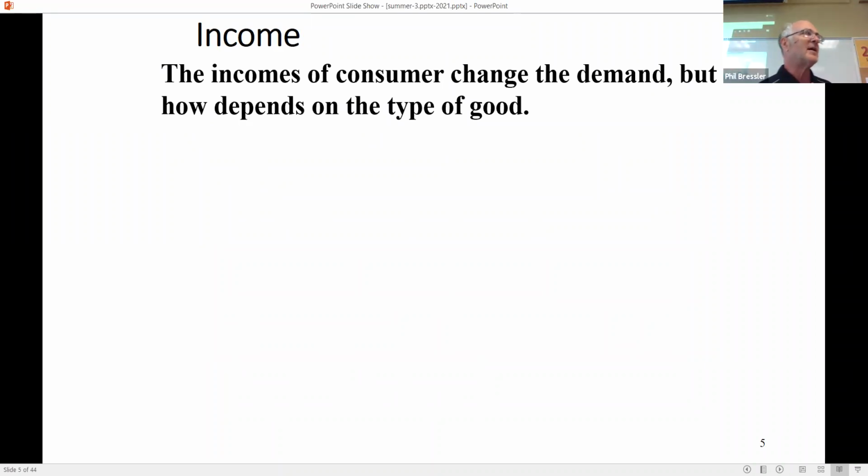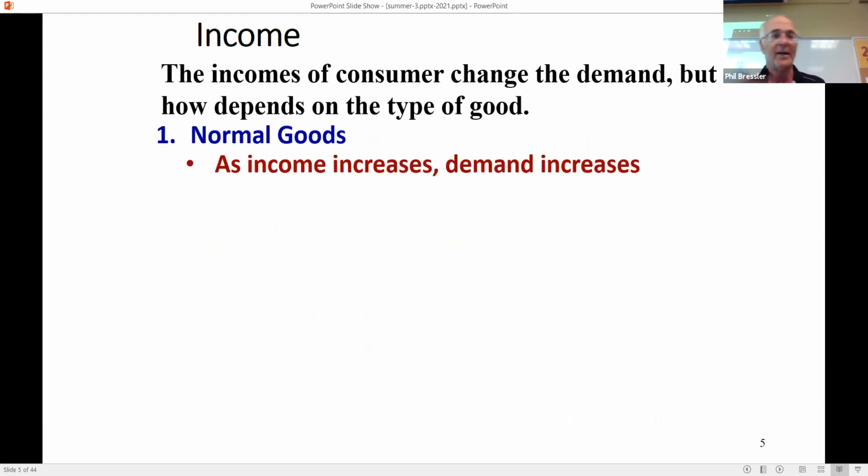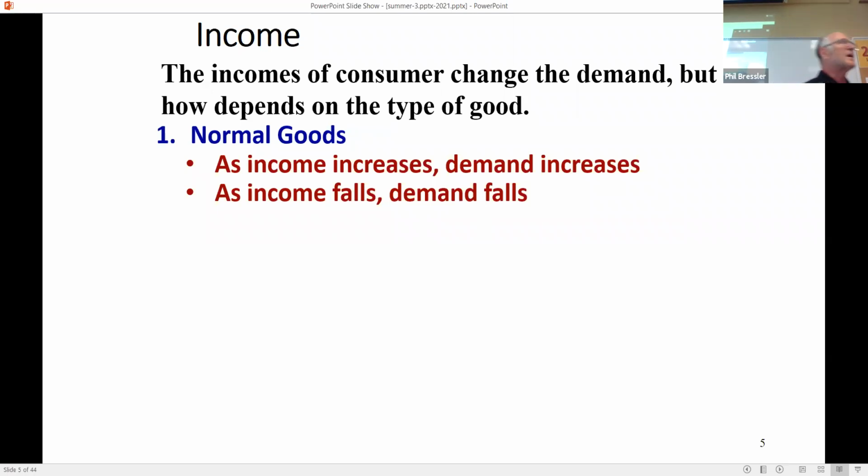So when we're talking about income, there are two types. The first we would call normal goods. And what is a normal good? As income increases, demand increases. And as income decreases, demand decreases. And that kind of makes sense, right? If you're making more money, you can buy more stuff. And again, if I make $100 more, I'm not going to spend all 100, but I still might have 70 more to spend and 30 to save.